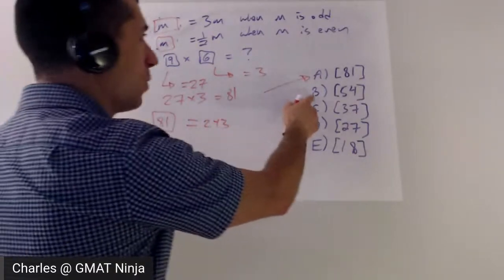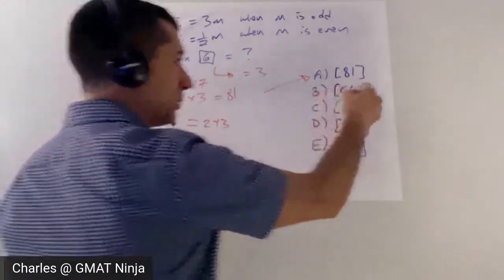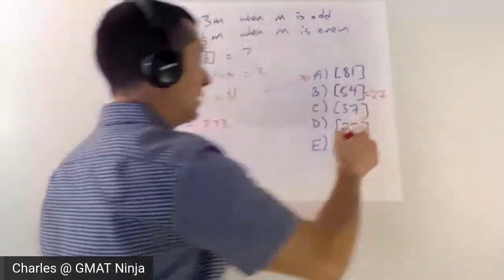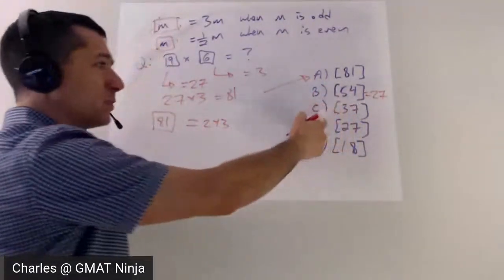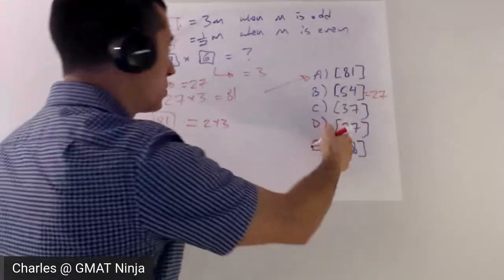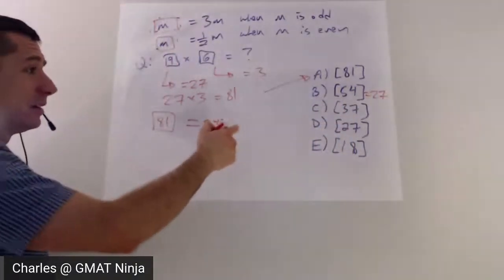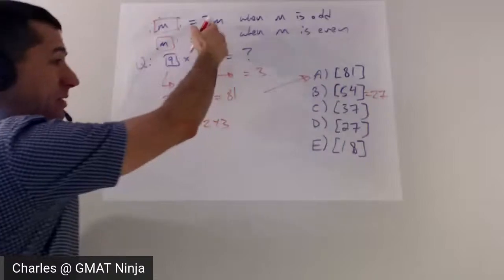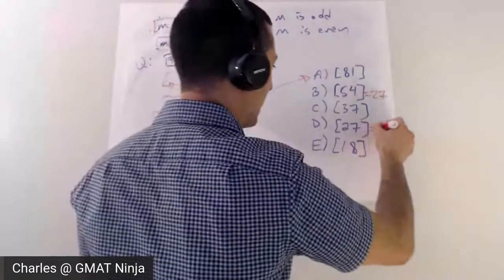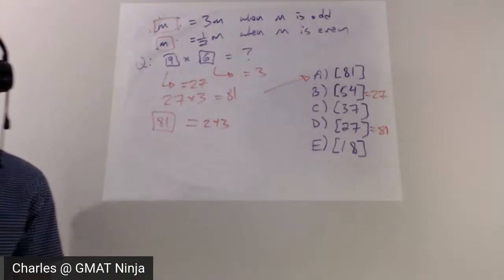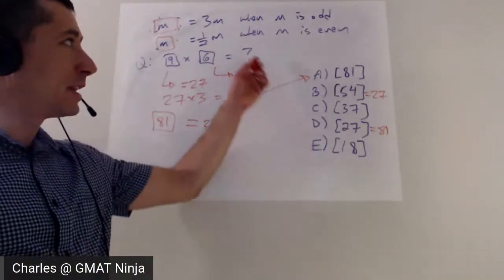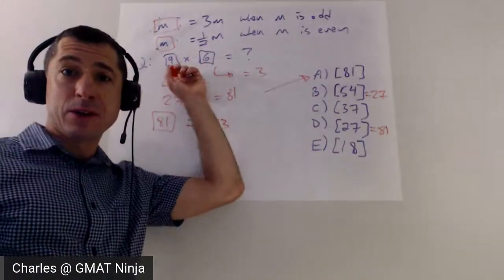What about 54? Well, that's actually equal to 27. Even number inside the box. 37, I'm not going to mess with. Wrong ballpark. What about 27? That's an odd number. So 27 times 3, that gives us 81. GMAT Dirty Tricks Division. Really, really good stuff. So again, don't get intimidated by the notation.